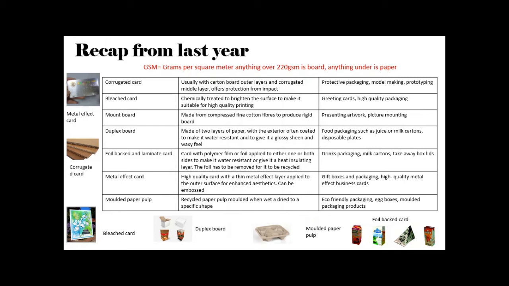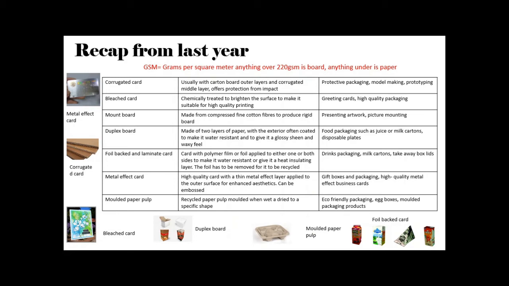You've got something like metal effect card. So that's really high quality card with a very thin layer of metal applied to the outer surface. And this is literally just to make it look pretty, to improve the aesthetics of it. So you can emboss it, which is where you have letters dipped into the surface. And that can be used for things like gift boxes and packaging, fancy business cards, things like that.